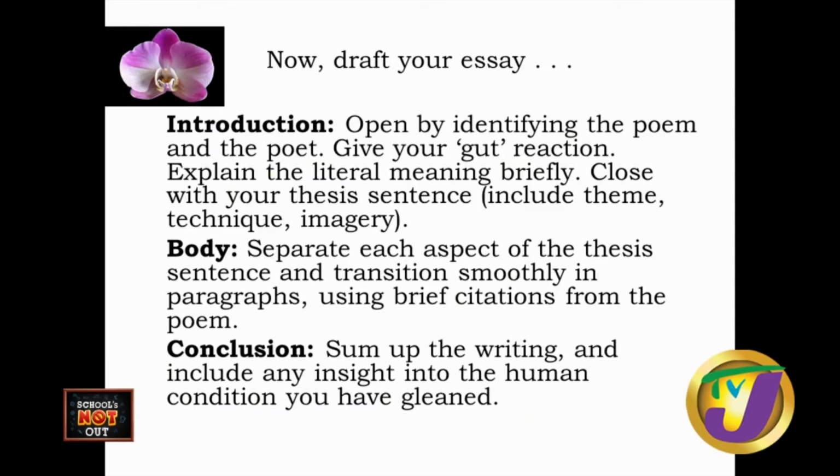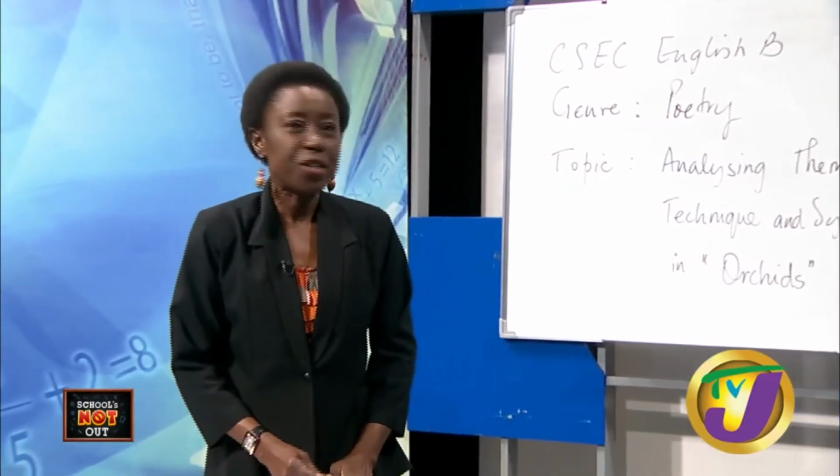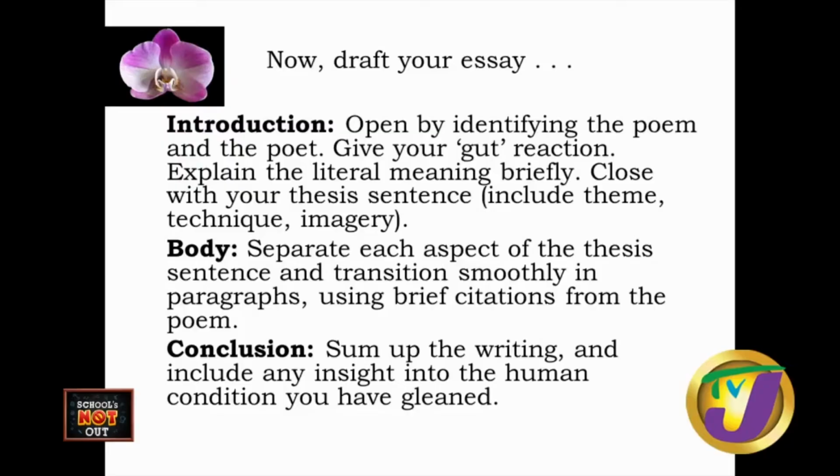Now, let us say that you're going to write your essay on orchids. Now, when you're writing your essay, you want to divide, as you know, into different parts. You would open by identifying the poem and the poet. Give your gut reaction. I don't like it, or you like it.